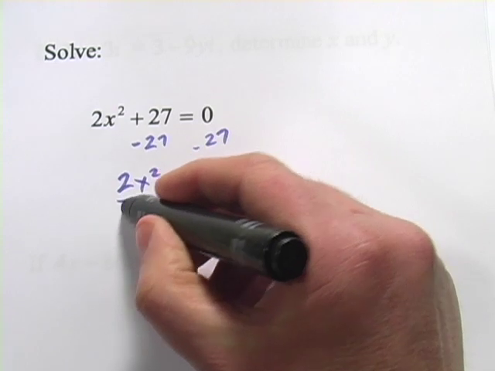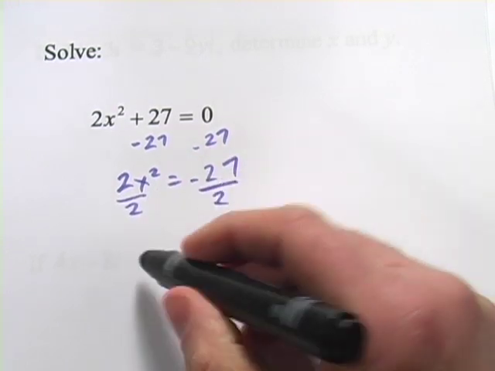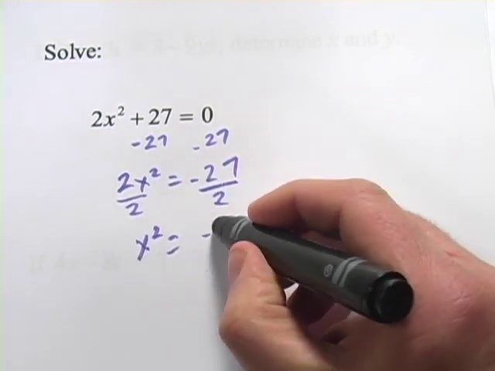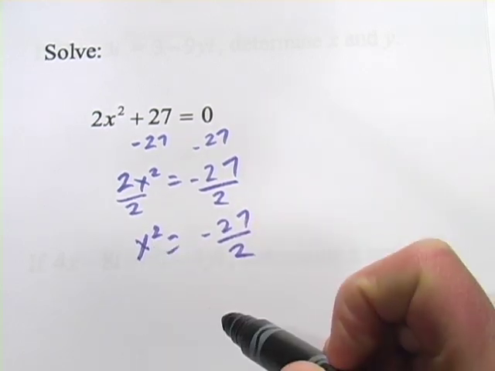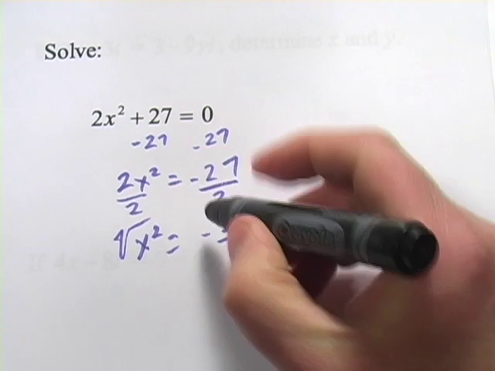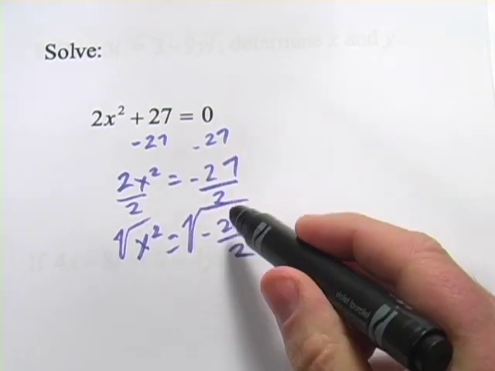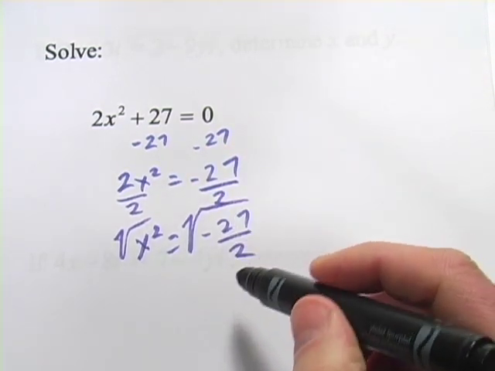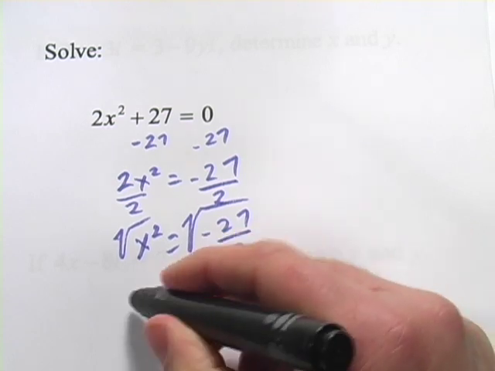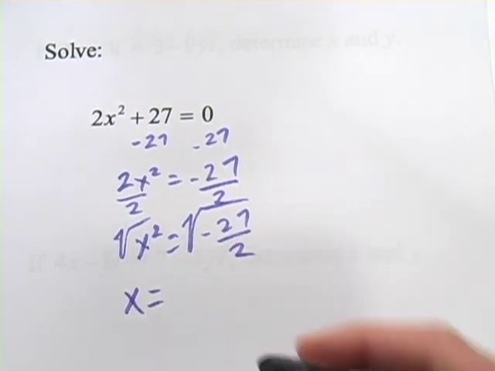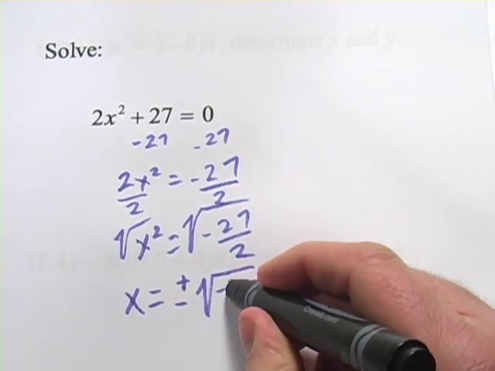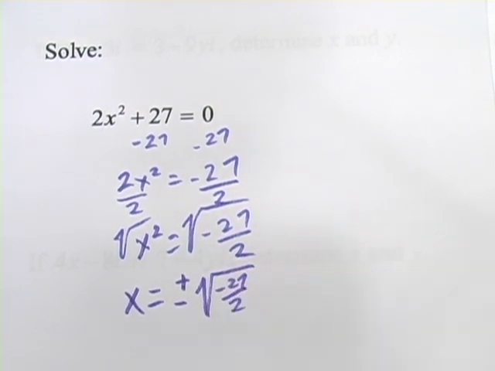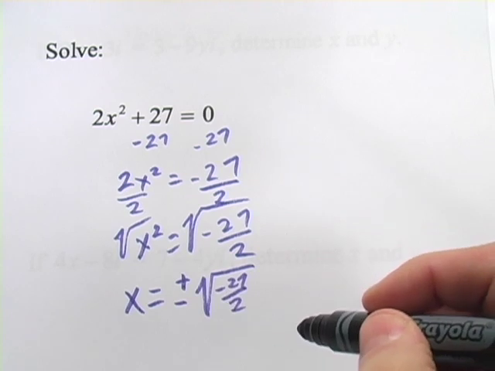Then I'm going to divide by 2 to get that x squared alone. So I've got x squared equals negative 27 over 2. Once I've got that x squared by itself, I can go ahead and take the square root. Now remember, when you take the square root, you're going to get two values as solutions, the positive and the negative value. So over here we'll have x, over here we'll have positive and negative square root of negative 27 over 2.